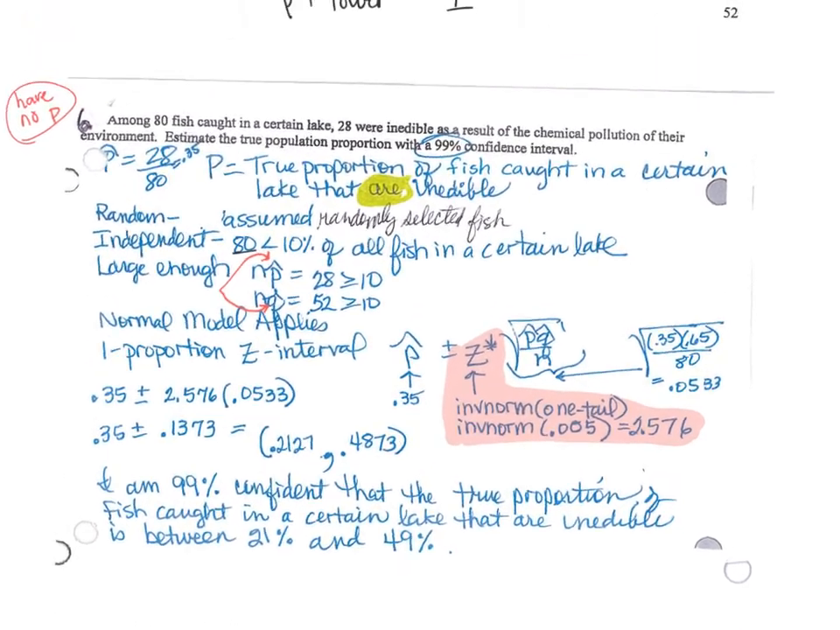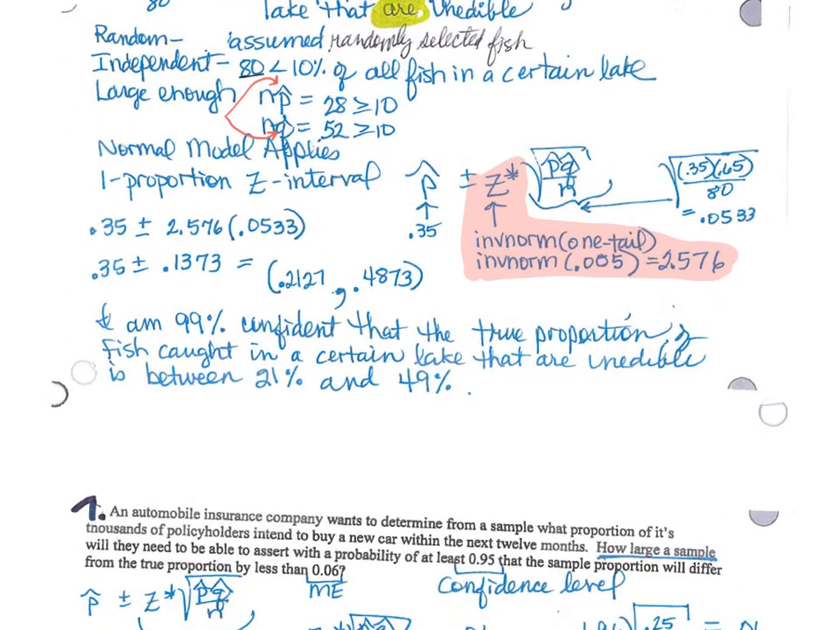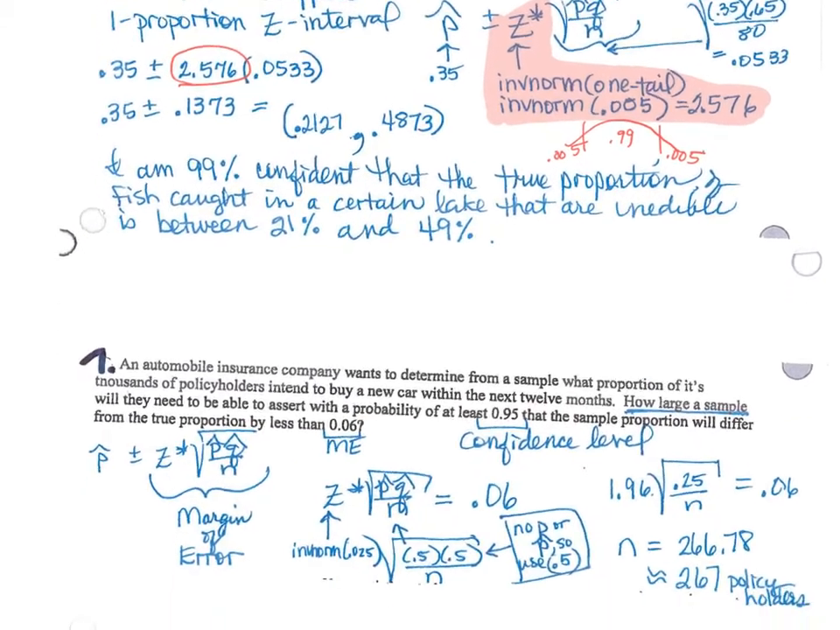Okay, so if you got the wrong answers here, let's take a look at this. What was the confidence they wanted you to make? Oh, 99% confidence. If you want to be 99% confident, then you have 0.5%, that's 0.005 in each tail. Okay? So do not do inverse norm of 0.99. That's totally wrong. It's inverse norm of 0.005. So check that, checking your critical value.